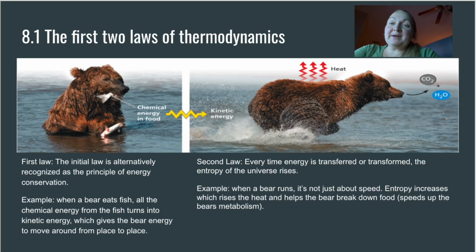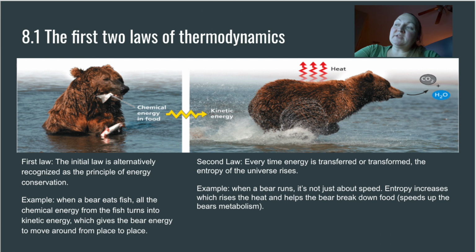Thank you. My name is Bethany Future, and I'm going to be describing the first 2 laws of thermodynamics. The first law, the initial law, is alternatively recognized as the principle of energy conservation. So when a bear decides to eat a fish, all the chemical energy from the fish turns to kinetic energy, which gives the bear energy to move around from place to place.